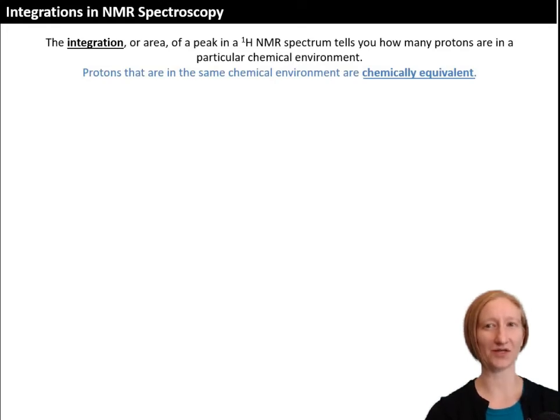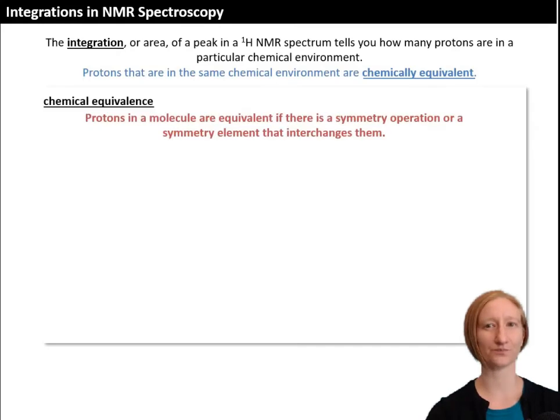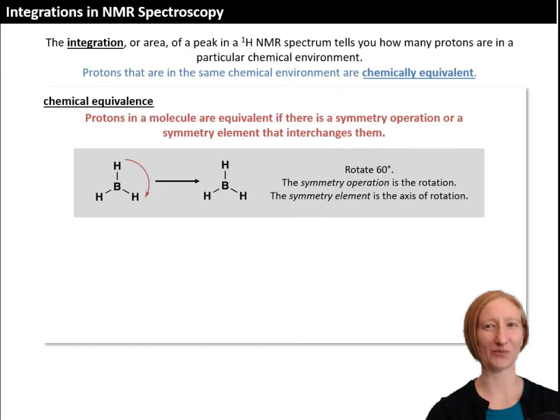How can we determine if two protons are chemically equivalent? Well, protons in a molecule are equivalent if there's a symmetry operation or a symmetry element that interchanges them. We've seen this idea with meso compounds in planes of symmetry, but here we'll see it in more detail with additional types of symmetry. Let's start with borane, BH3, as an example.